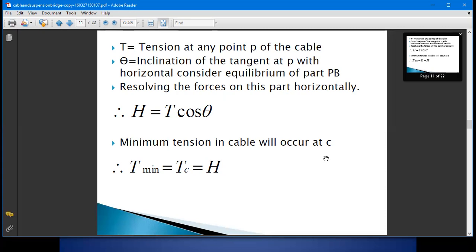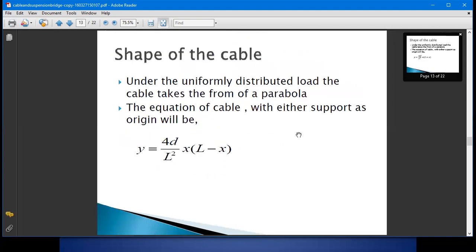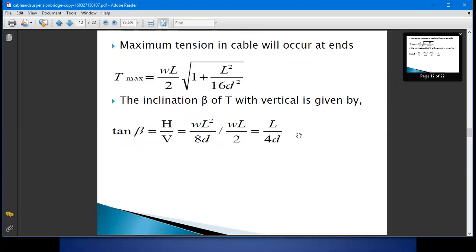Okay, done? Proceed? Yes, sir. Right. Next. Maximum tension in the cable will occur at the ends. So that value we have already calculated. And beta, with respect to vertical, tan beta is H by V.